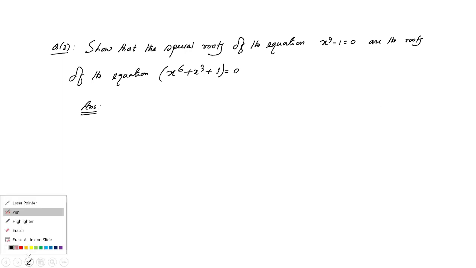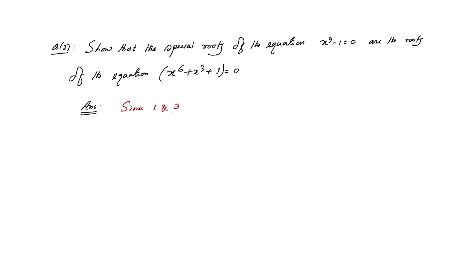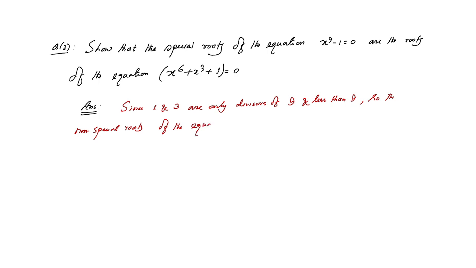So how to solve this kind of problem? Since 1 and 3 are the only divisors of 9 that are less than 9, the non-special roots of the equation x to the power 9 minus 1 equals 0 are given by the roots of x minus 1 equals 0 and x cube minus 1 equals 0.